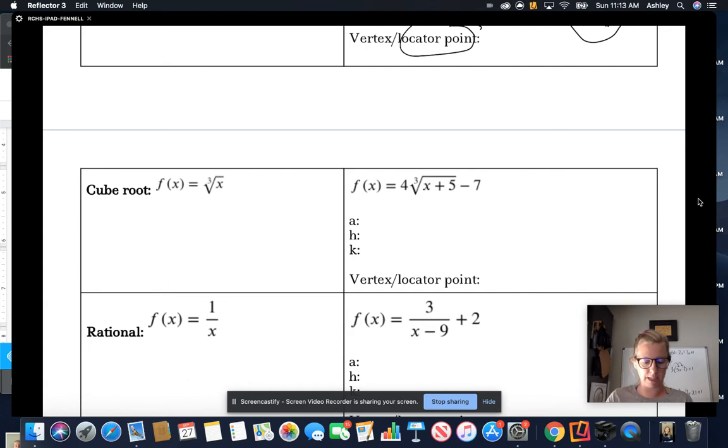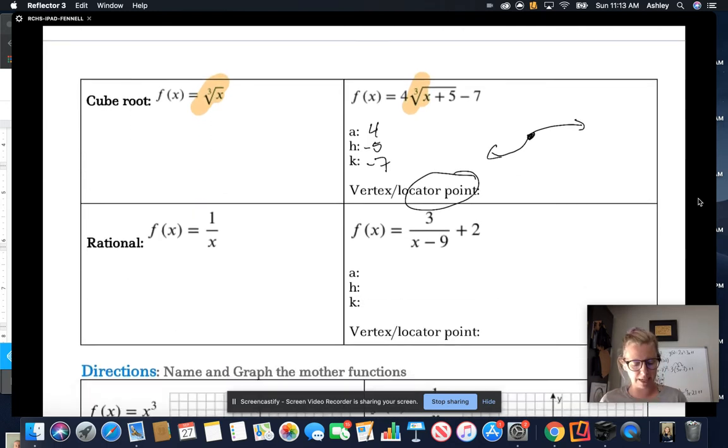A cube root, well, again, now what we're looking for is that cube root, and a, h, and k will be in the same location for all of these. So this is going to be 4, a negative 5 h value, negative 7 k value. This is, again, a locator point. This is another kind of curvy one, kind of like the cube function, only sideways. So it's going to look something like this with our locator point right there. Again, I would highly encourage you to play with these in Desmos to get a feel for what they look like, but that's just a rough idea.